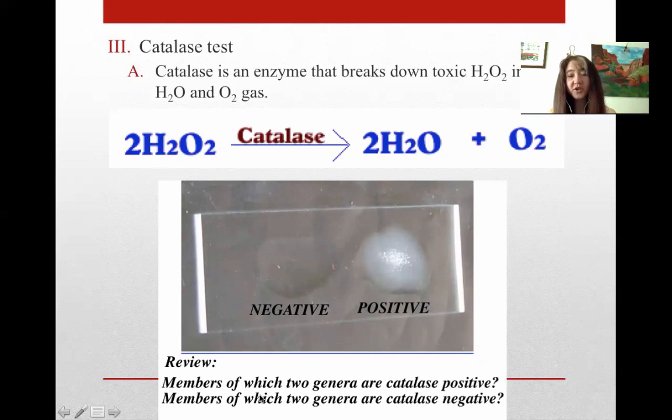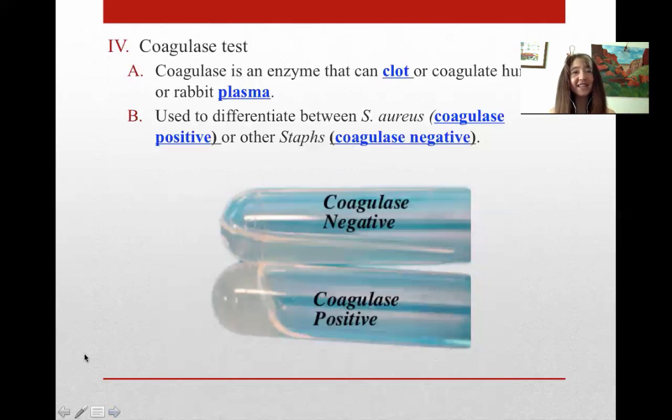Which members of which 2 genera are catalase positive, and members of which 2 genera are catalase negative? So why is this such an important test? To allow us to distinguish these 4 genera into their categories as either catalase positive or catalase negative. Sweet. So moving along, let's talk about a very phenomenal test called the Coagulase test.